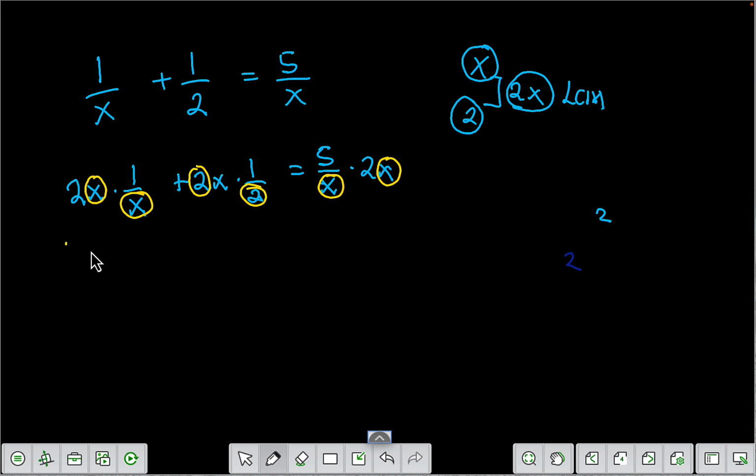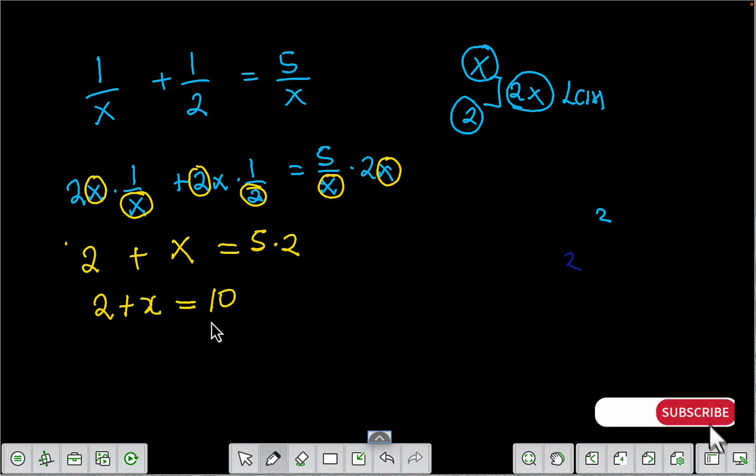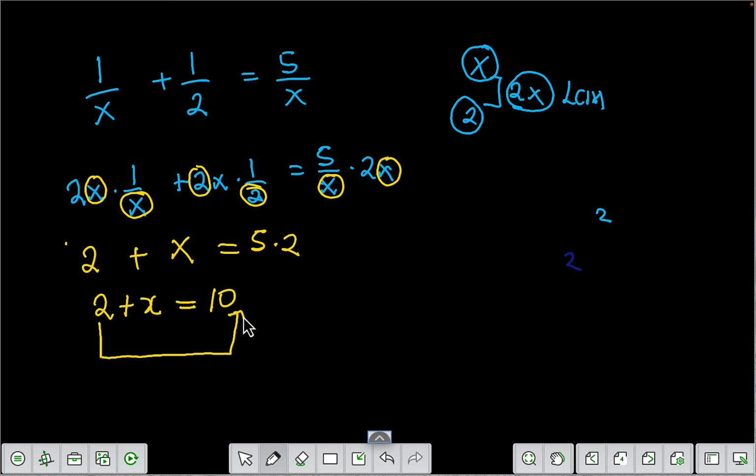So let's see what we have. We have 2 plus x equals 5 times 2. So this should give us 2 plus x equals 10. And you know that we can transpose. So 2 will transpose from the left side of equality to the right side of equality. On the left side, it is positive 2, so when it comes to the right side, it becomes negative 2. I have now x equals 10 minus 2, and x will be equal to positive 8.